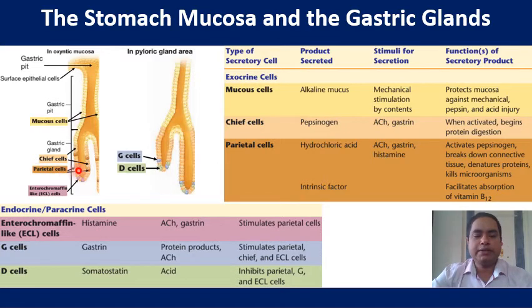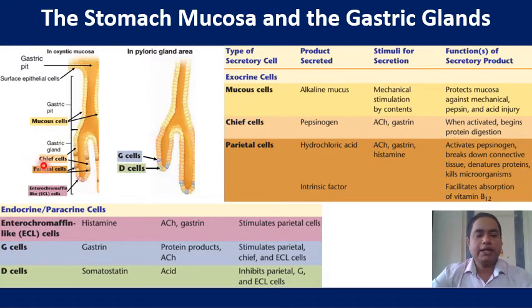The parietal cells, which are also present in the oxyntic mucosa, release the HCl after stimulation of acetylcholine, gastrin and histamine. The HCl activates pepsinogen and breaks down the connective tissue. It also denatures the protein and kills the microorganisms. There is also intrinsic factor, which is secreted by the parietal cell after the stimulation of acetylcholine, gastrin and histamine, and it facilitates the absorption of vitamin B12.